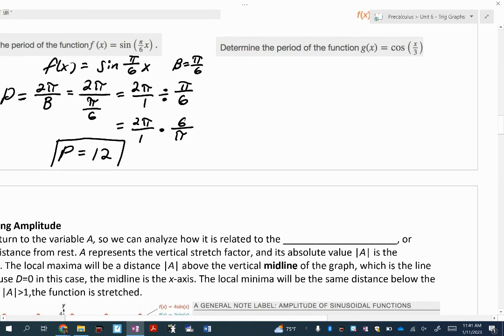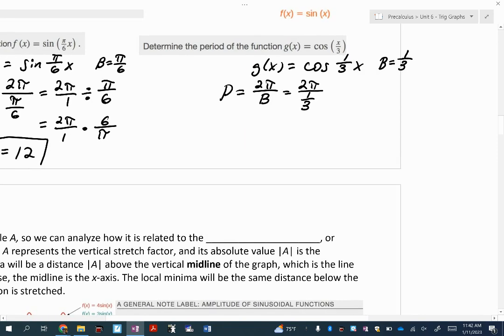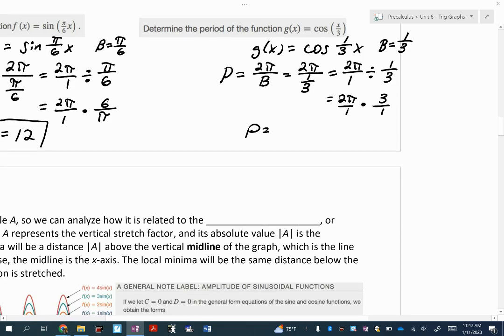Okay, let's do this next one. Again, I'm going to write that divided by 3, and move that out to be 1/3 times x. So my letter B is 1/3. So period equals 2 pi divided by b, or 2 pi divided by 1/3. Just like before, I'm going to rewrite that as 2 pi over 1 divided by 1/3, and multiply by the reciprocal. We get our new period, which is 2 pi times 3, which is 6 pi.